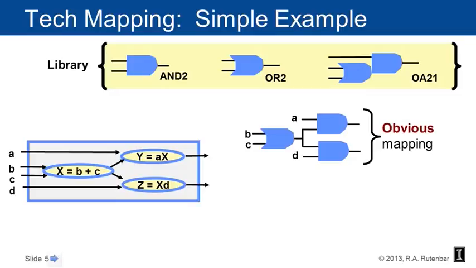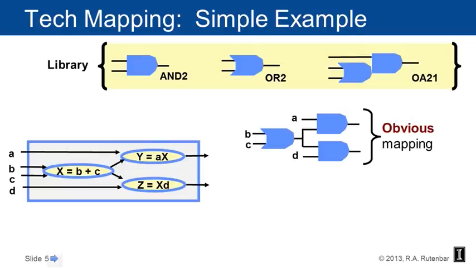I'm calling this the obvious mapping, because look, you look at the logic network, the X node is an OR gate, the Y node is an AND gate, the Z node is an AND gate. Maybe we should just make the X node an OR gate with inputs B and C and connect the output of the OR gate to two AND gates. The top AND gate has an input A and the bottom AND gate has an input D, and one of them makes Y and one of them makes Z, and that's really just pretty obvious.